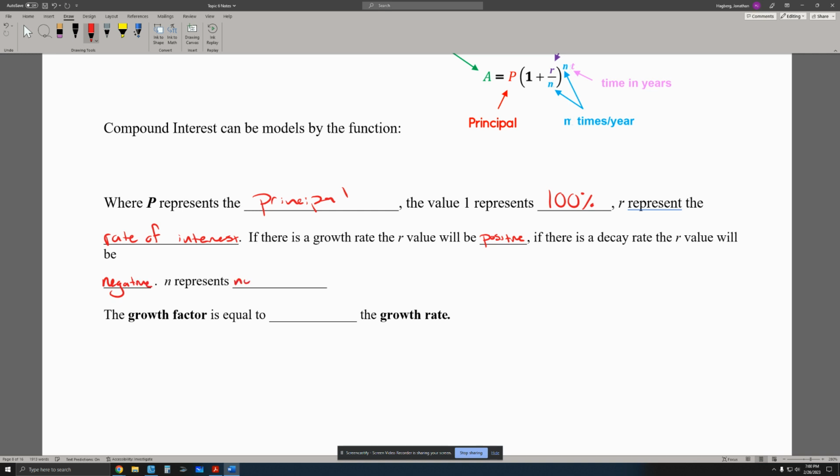n represents the number of times per year the interest is compounded.